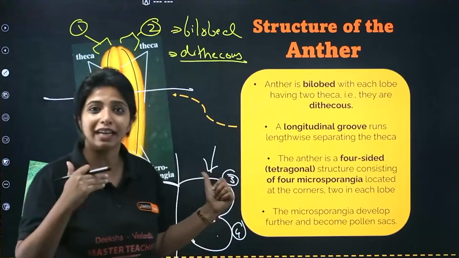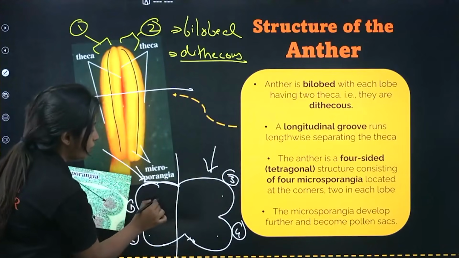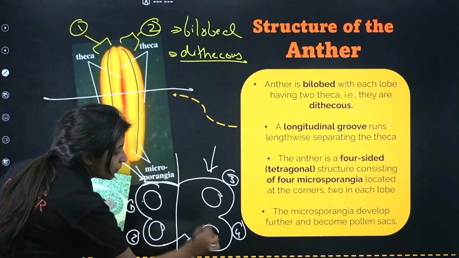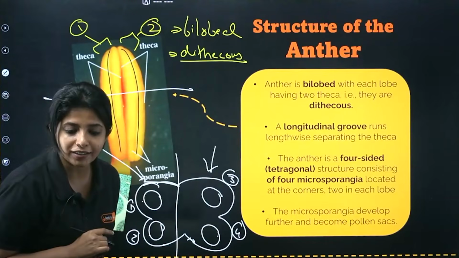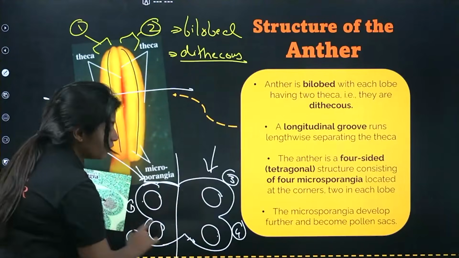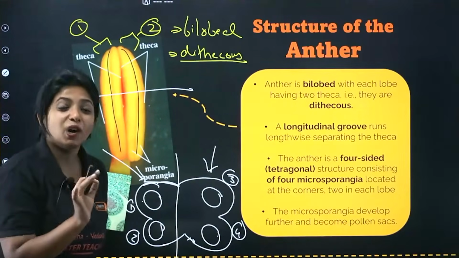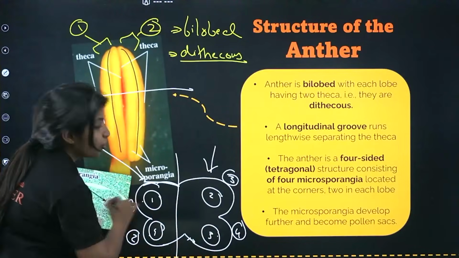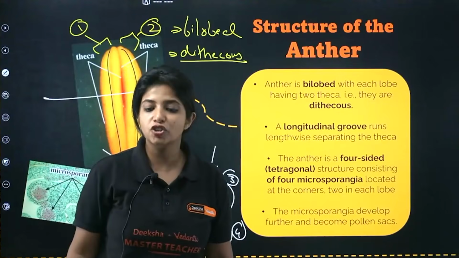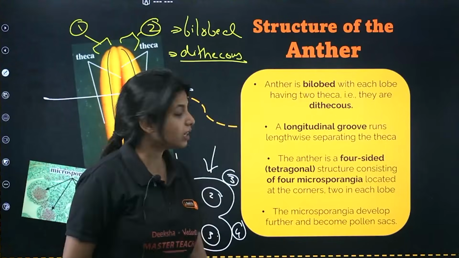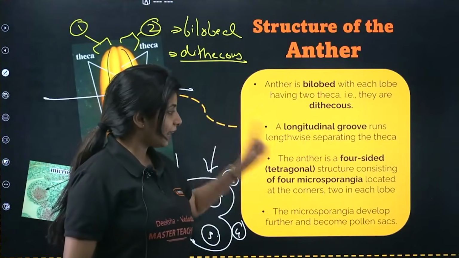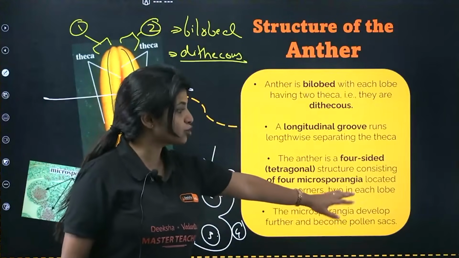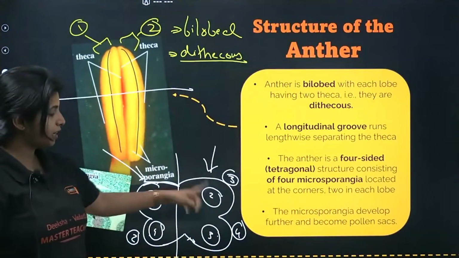So I am right now telling you that each corner has basically one microsporangia. So how many total microsporangia are there? If each corner has one microsporangia, in total how many microsporangia are going to be there? 1, 2, 3, 4. We have 4 microsporangia. Very, very important: the anther is a four-sided, tetragonal structure consisting of 4 microsporangia located at the corners, 2 in each lobe. In each lobe 2, in each lobe 2.